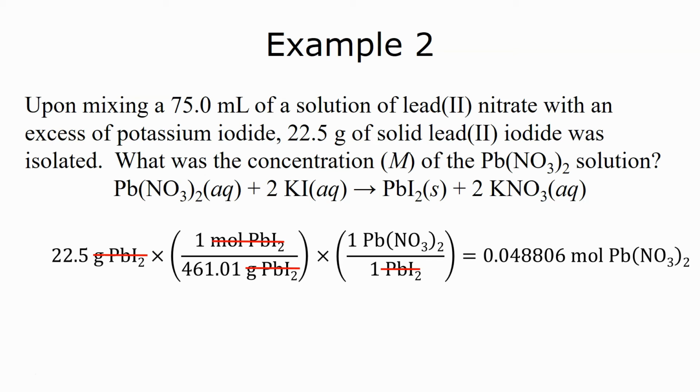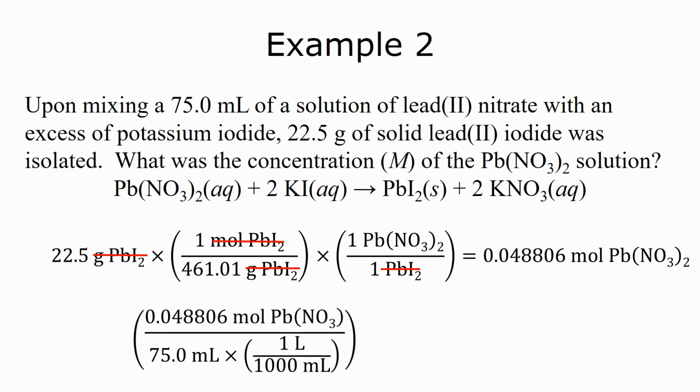Now that we have the moles of lead nitrate, what do we do? Well, as we recall, concentration is just moles per liter, so we need to divide this by the number of liters we have. So we take that 75 milliliters, convert it to liters by dividing by 1,000, and divide our moles by 0.075 liters.